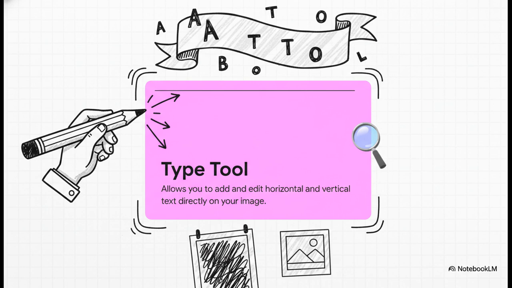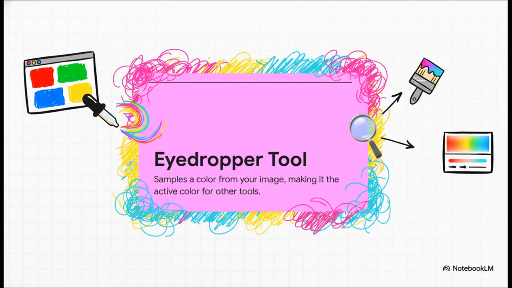So, the type tool. This is your gateway to all things typography. It's super simple. You just click on your canvas and start typing. You can add anything from a huge, powerful headline on a poster to a tiny, subtle watermark on one of your photos.